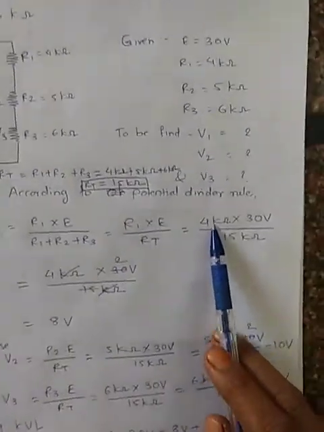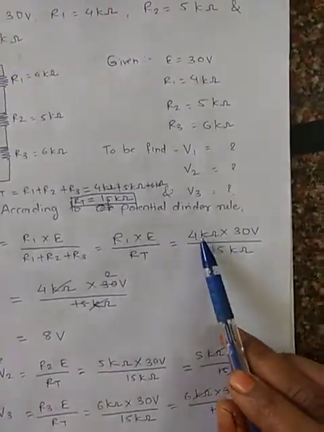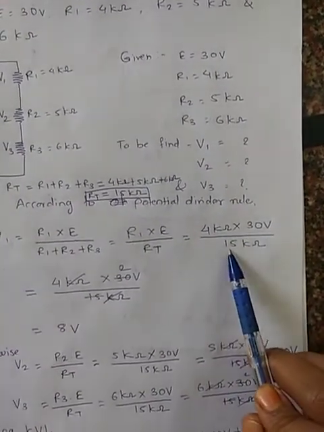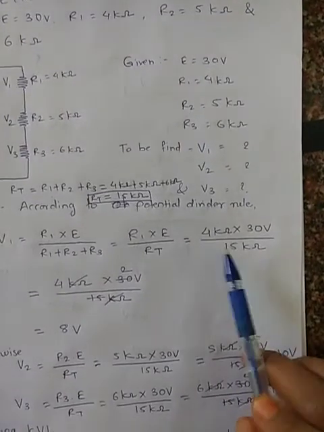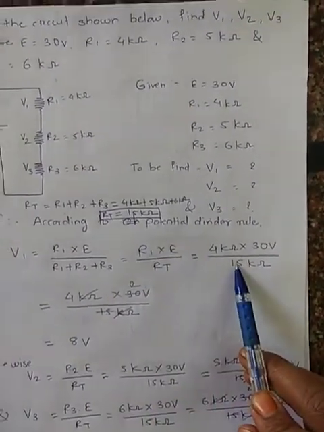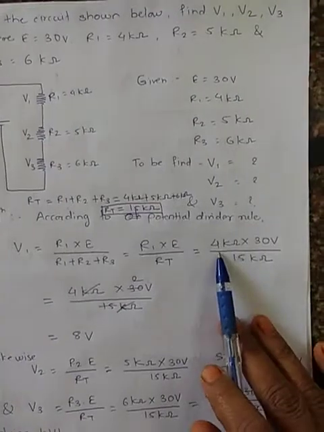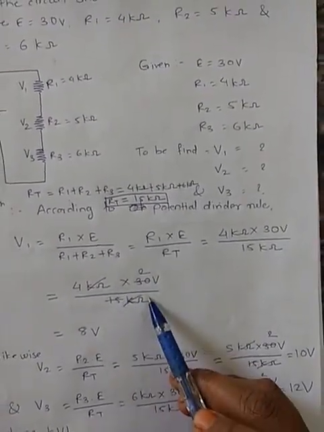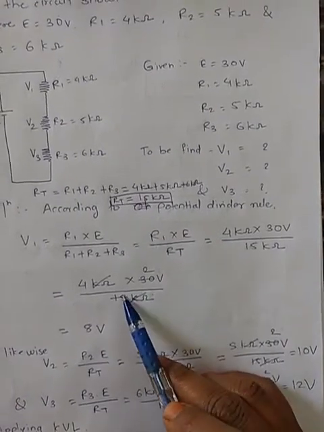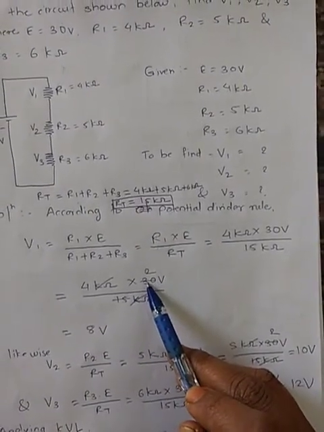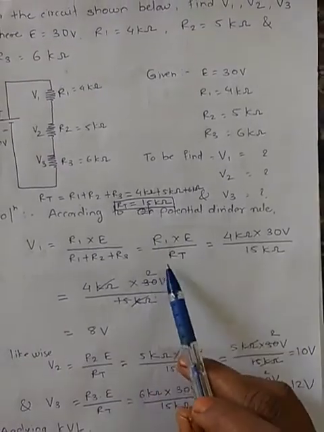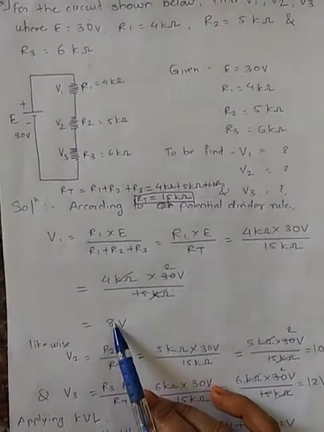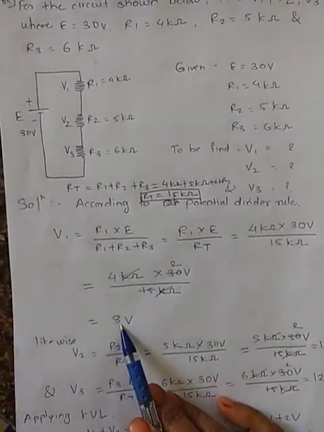We put the values of R1, E and RT here. R1 is 4 kilo ohm, E is 30 volt and RT is 15K. Okay, if we solve this, the kilo ohm will get cancelled. Then 15 by 15, 2 times 15 is 30, that's why we get 2 here, and 4 into 2 is 8 volt. So we get V1 as 8 volt.